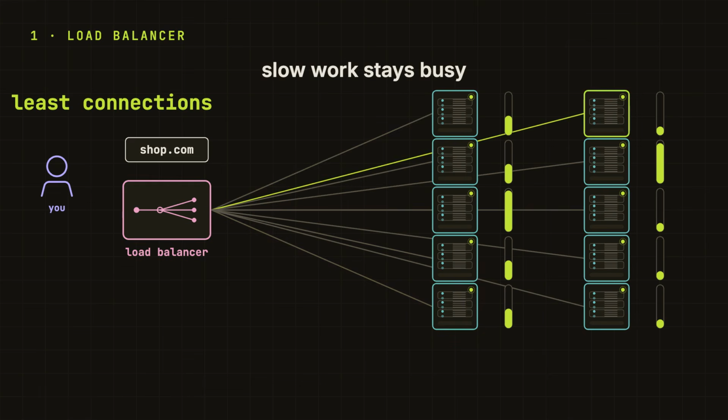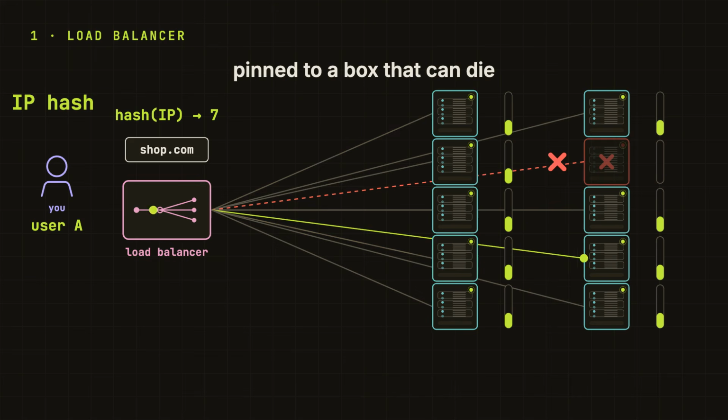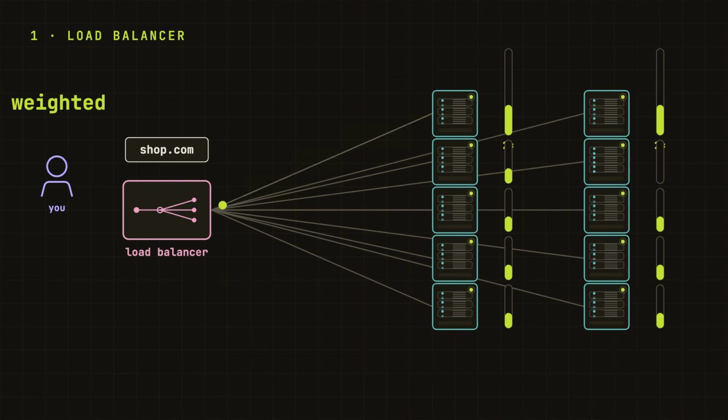And there is IP hash. Use the user's address to always send the same user to the same server. And that has a name, a sticky session, sending a user back to the server that already knows them. It works, but as we'll see in a moment, the cleaner way is to keep servers stateless instead. And finally, you can add weights to send more traffic to your more powerful machines.